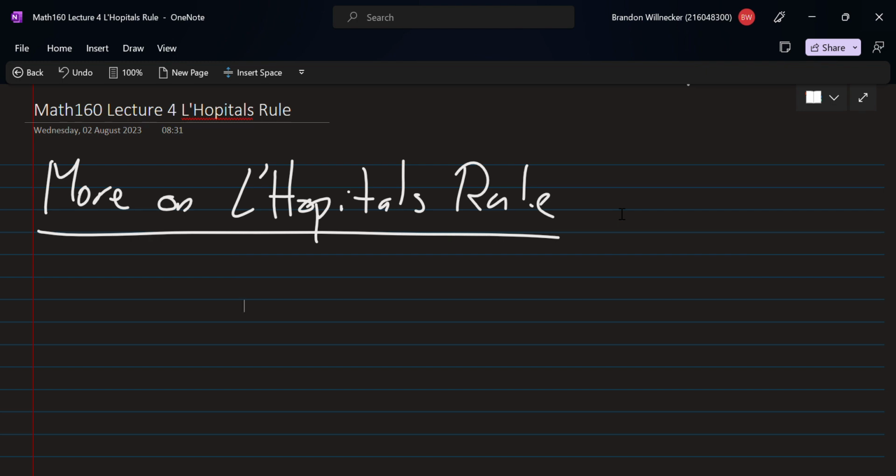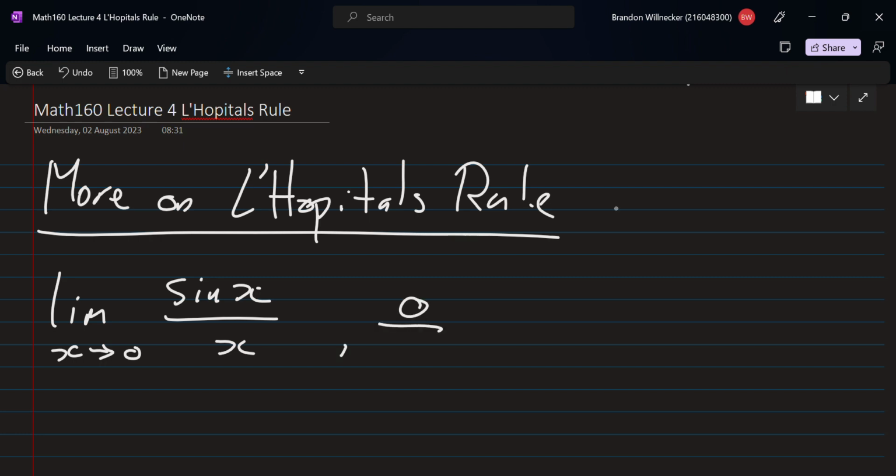We're going to look at the first one now, and that is the limit as x goes to 0 of sine x over x. This was one of the examples of an indeterminate form. We see that the top part goes to 0, the bottom part goes to 0, so this is of type 0 over 0. However, if we see a question like this, we can't use L'Hopital's rule.